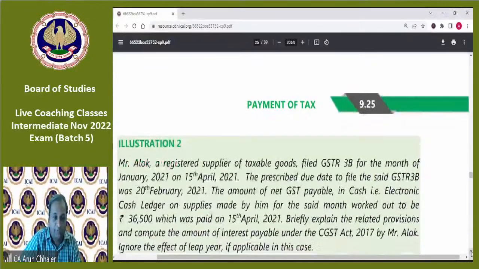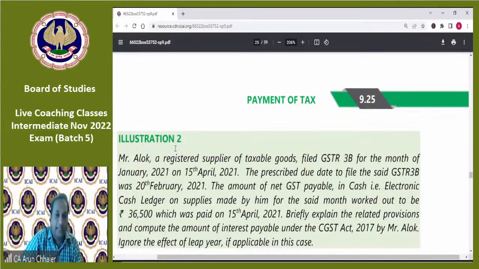Mr. Alok, the registered supplier of taxable goods, filed the GSTR 3B for the month of January on 15th April. The prescribed due date is 20th Feb. The amount of net GST payable, that is cash ledger, is 36,500, which was paid on 15th April. Briefly explain the related provision and compute. You are required to only compute the interest. What is the interest to be paid by Mr. Alok? You can show the formula also, simply show the formula.